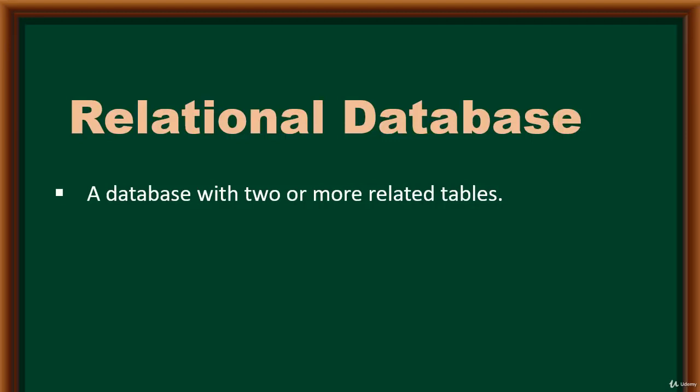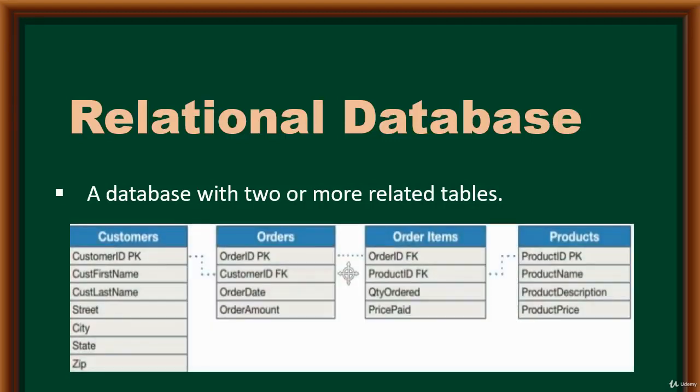Next, I want to introduce you to the concept of a relational database. A relational database basically is a database where two or more tables are related. So I'm going to show you a quick illustration. This is an illustration where we have several tables in the database. So customers is one table, orders is one table, order items is another table, products is another table. With a relational database, there must be a relationship between two or more tables.